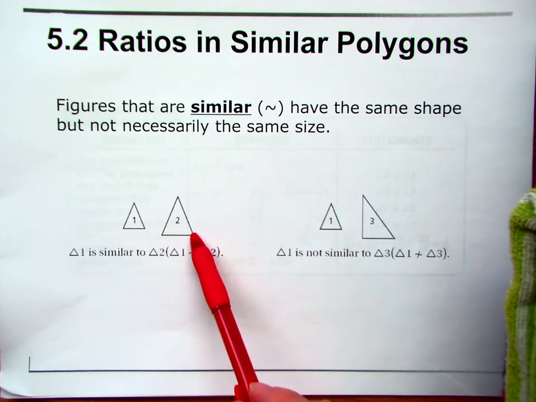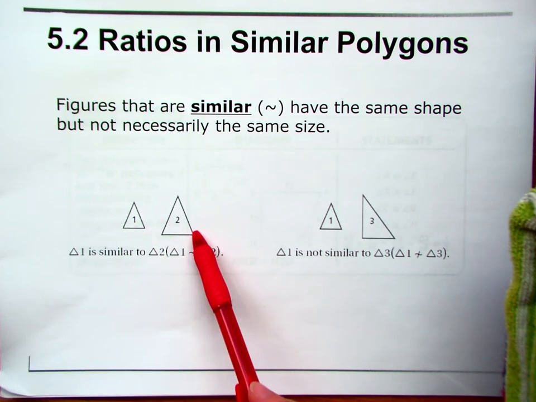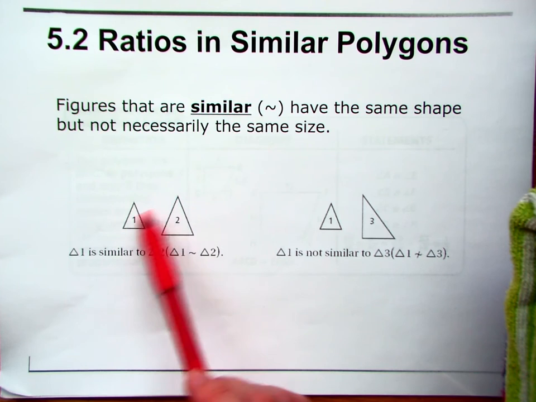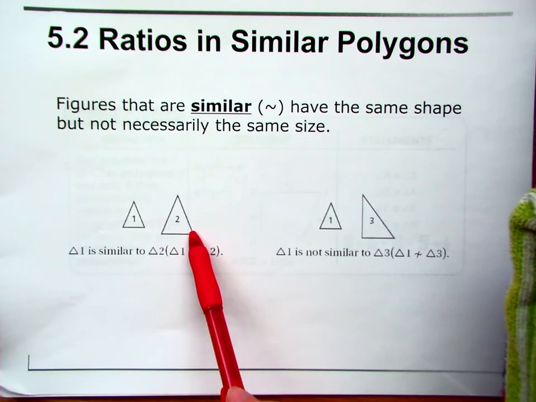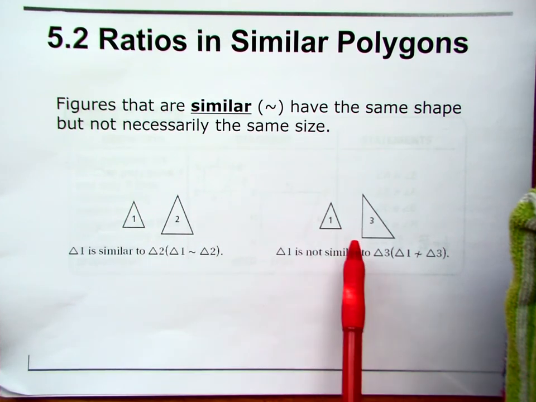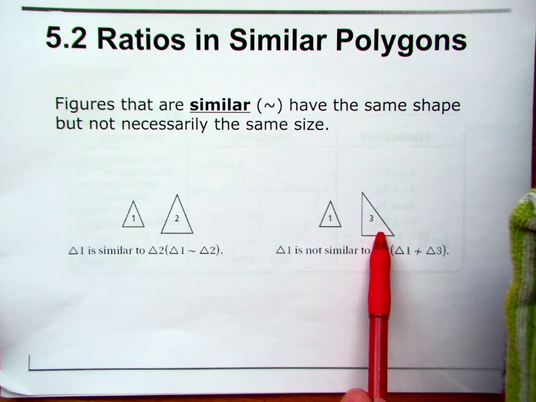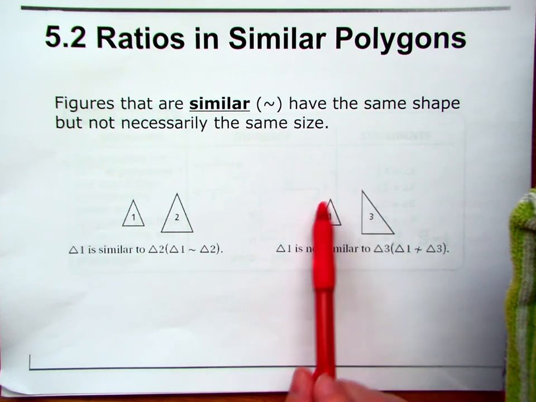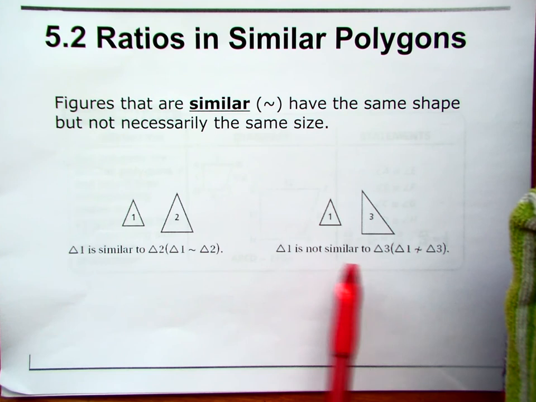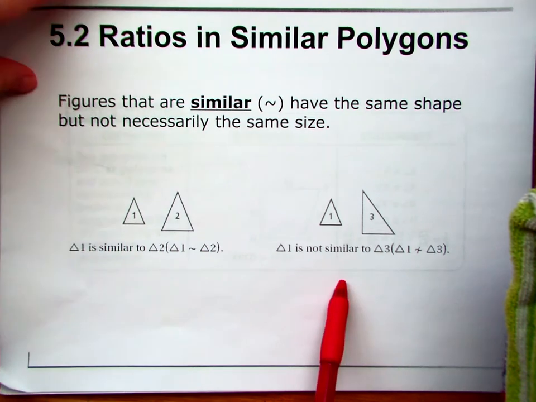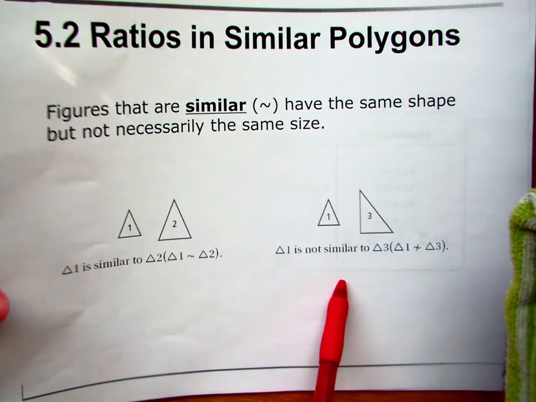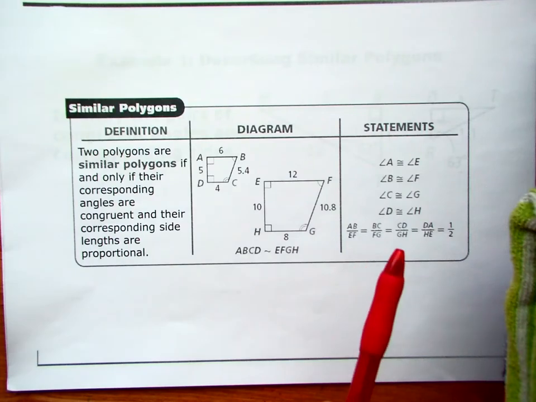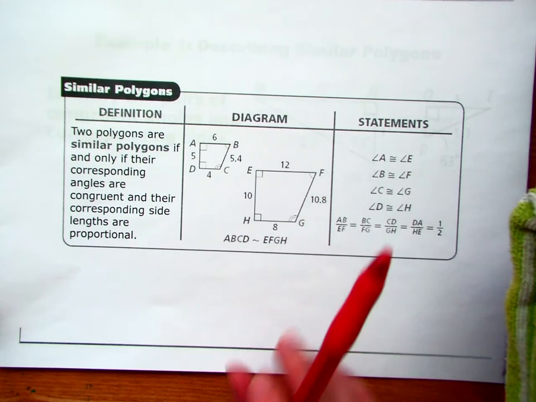One is similar to 2 because they have that same basic shape. If we actually took a protractor to this, we'd find out that the corresponding angles would be congruent. Looking at this one here, 1 and 3 are not going to be similar because here we've got a right angle and this is not isosceles, and this is an isosceles triangle, so these cannot be similar. Just remember that the idea of the same shape will give you similar polygons. This is what you're looking for.